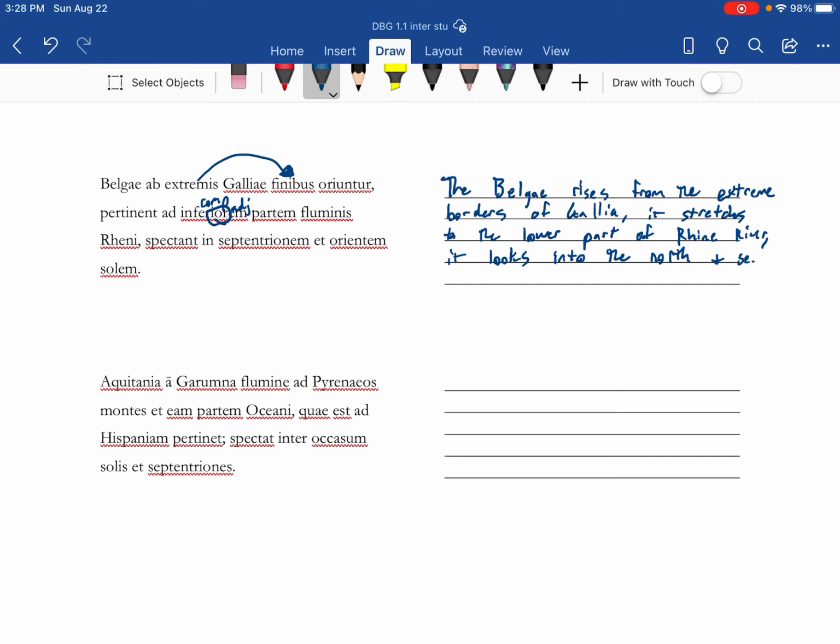And setting sun, which would be the west. And then maybe the second easiest sentence of them all, we'll see. Put a comma in there. Aquitania, all right, pertinet, extends from the Garonne River to the Pyrenees Mountains.